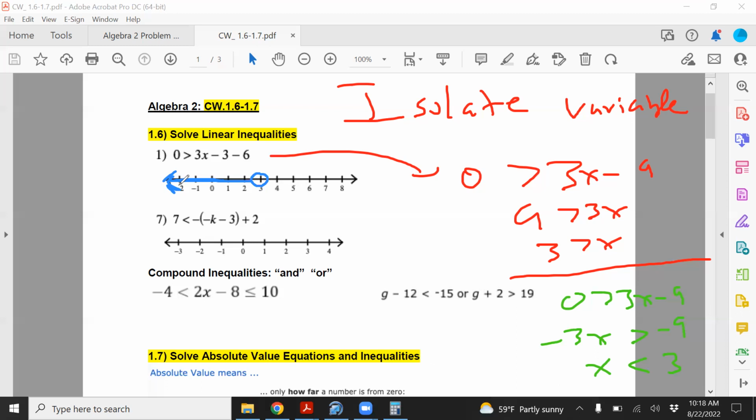Awesome. Okay, so let's do this again for the next problem. You're going to want to distribute on the right side, of course. So that's going to be positive k, and then positive 3, and positive 2. So what do you get when you isolate k? What will be the result? 2, got it. And k is less than 2. So you're going to locate 2, not include it, and shade to the left again.